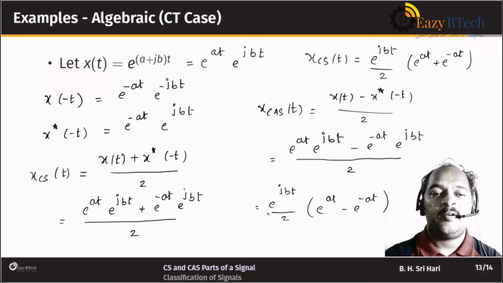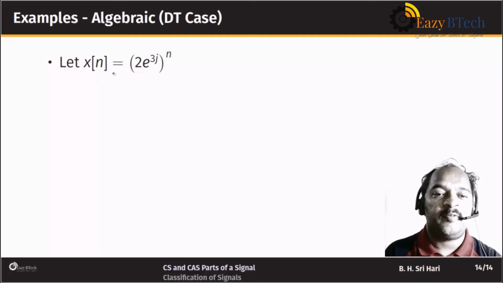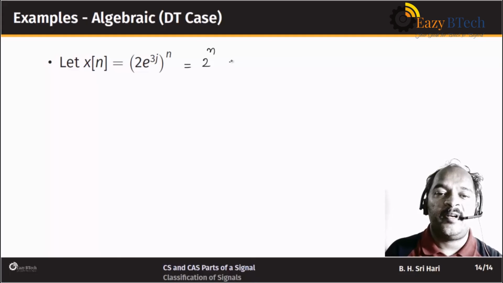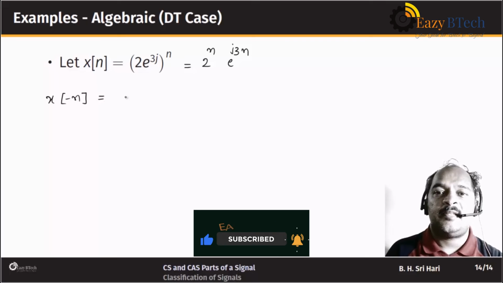As a last problem we will take an example for the discrete time case. We have x of n equal to 2 times e power 3j, whole power n, and we want to find the conjugate symmetric part and conjugate anti-symmetric part of this signal. Before we proceed, just to make our life simple, let us write this function as 2 power n times e power j3n. Again, to find the conjugate symmetric part, we need x star of minus n.